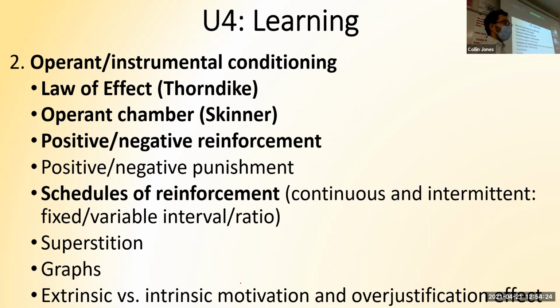The one they like to ask about the most, slot machines. What kind of schedule does a slot machine do? You put a quarter in, you pull the lever. Do you know when the reward's going to come? So it's definitely intermittent, not continuous. But out of the 4 intermittent types, do you know when the reward's going to come? Nope. So it's variable. And is it based on how much time has gone by, or is it based on how many times you pull the lever?